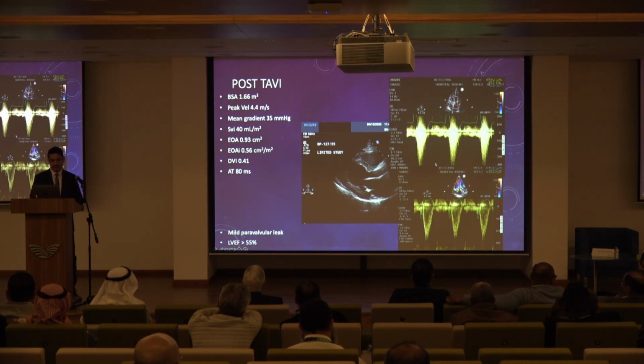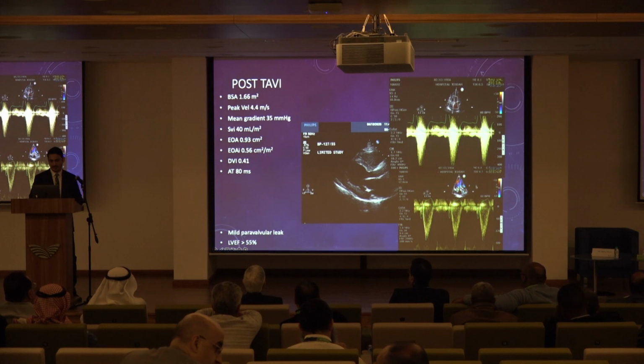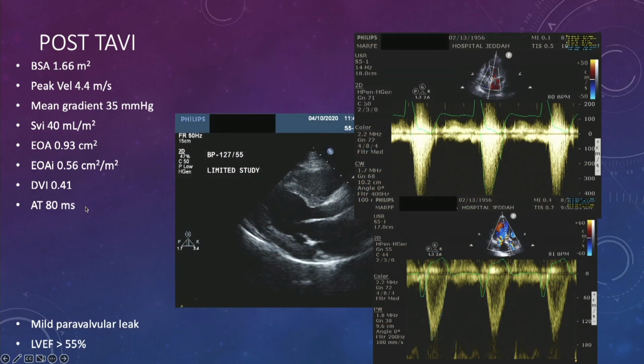Mean gradient was 35. The valve area was 0.93, but the indexed valve area was 0.56. The DVI was 0.41. Acceleration time was 80 milliseconds.